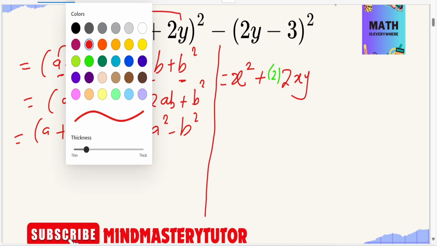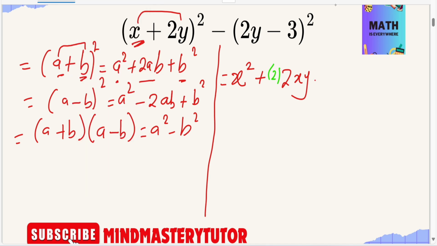Okay. And then the final step is we'll square this one. So you square it. So therefore the answer that it should give you here is x squared plus 4xy plus 4y squared.